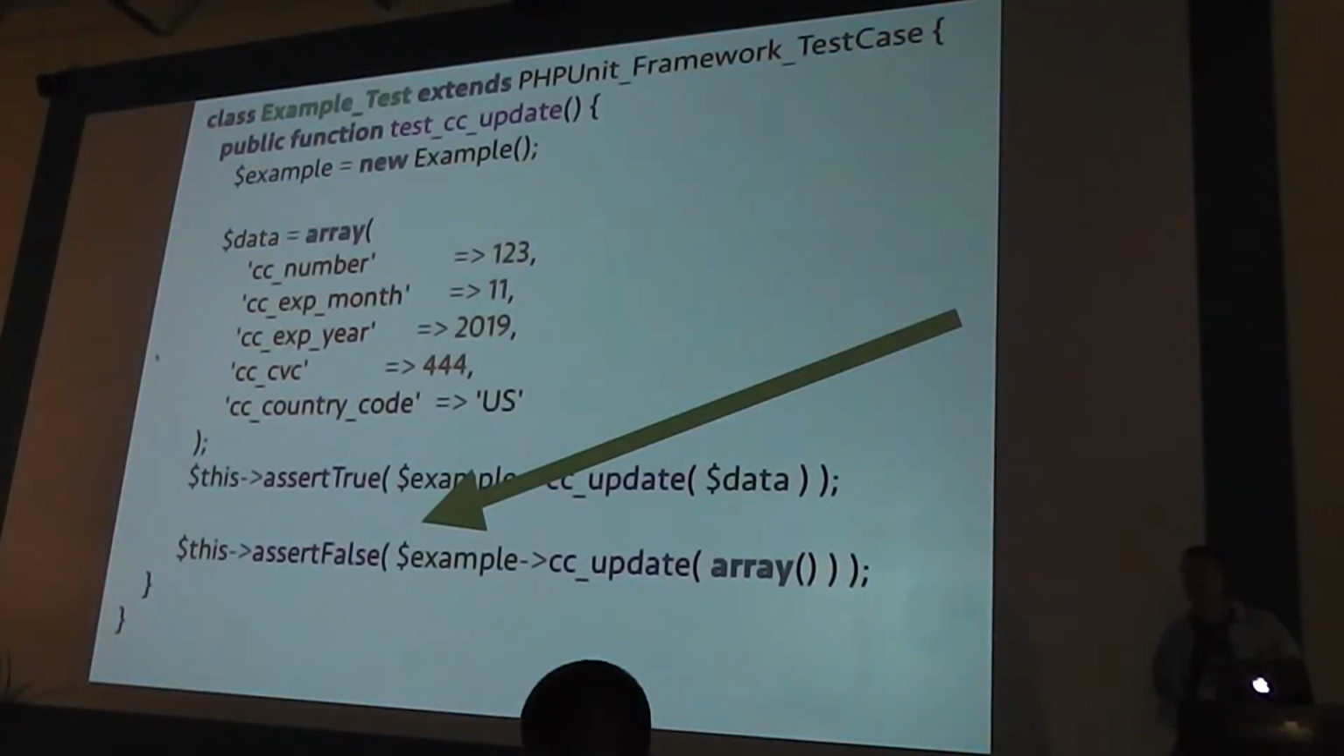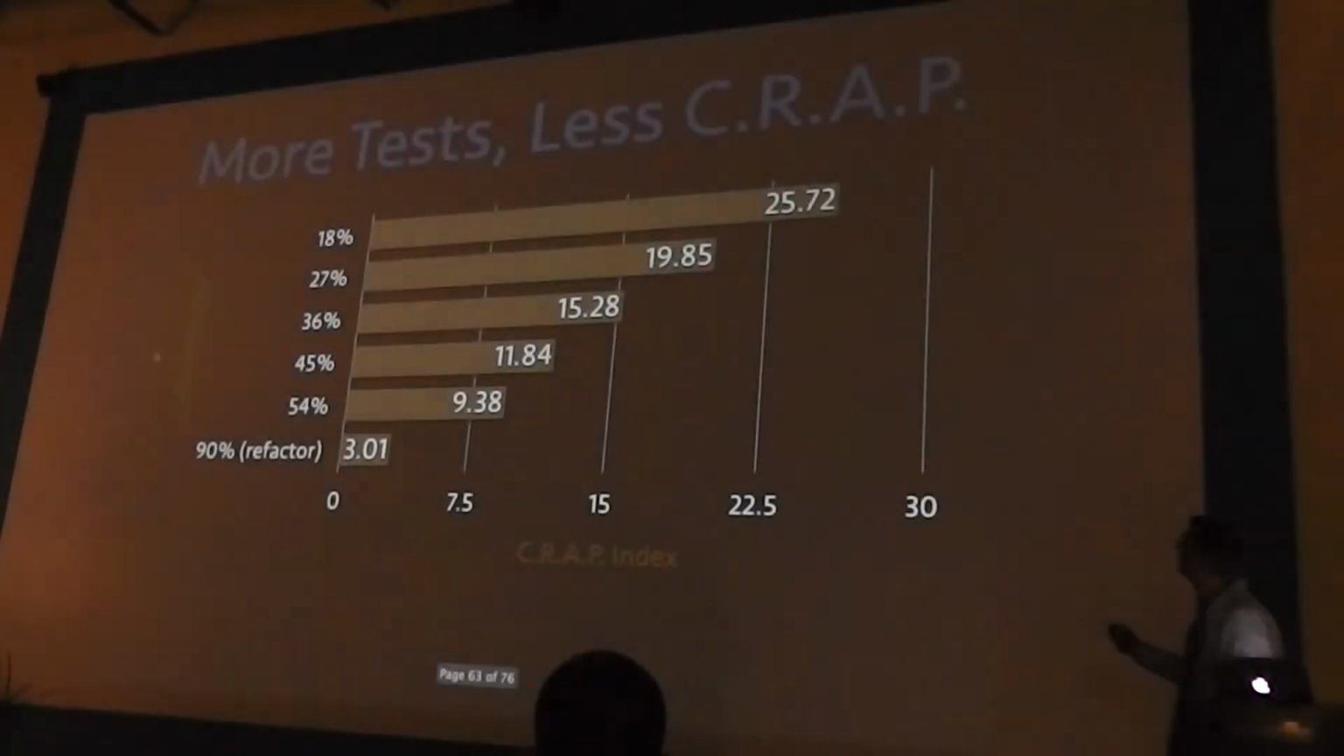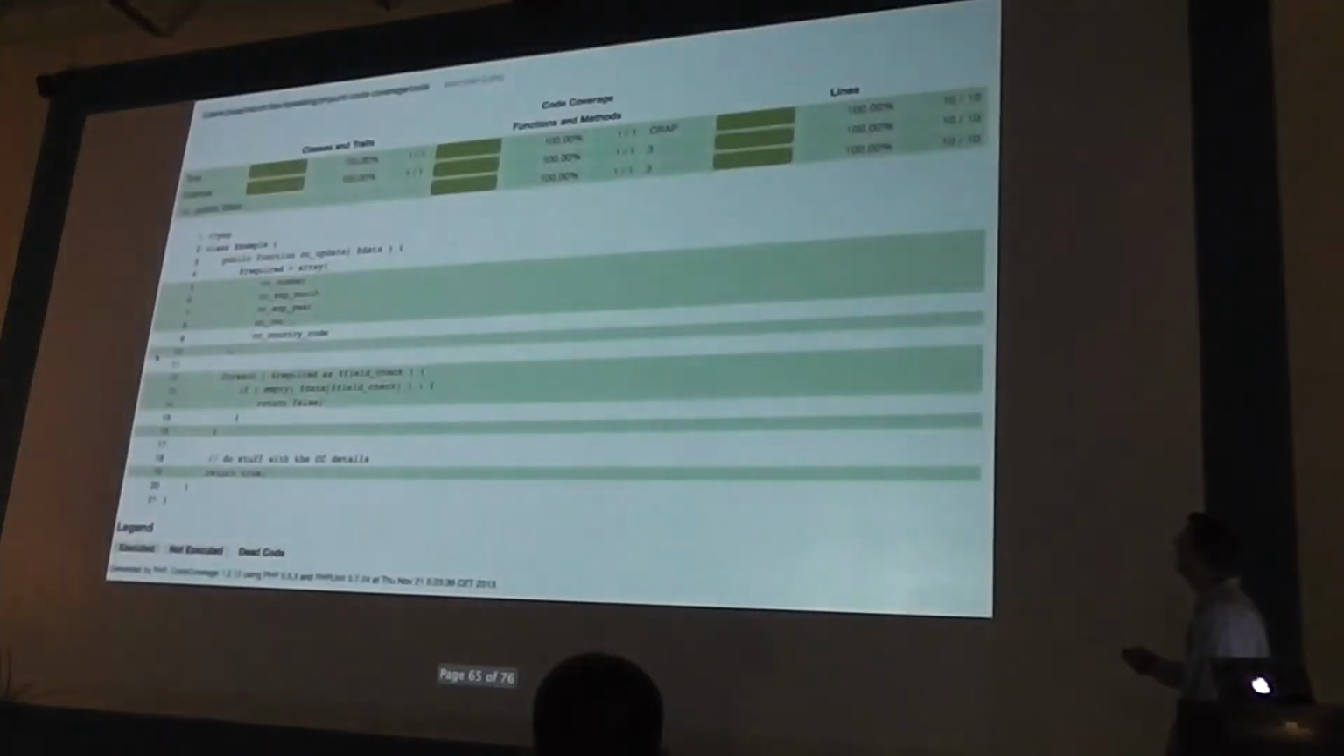We can do one more thing to our unit test to get 100%. We can check the empty array again and assert that we get false back. And we get 100%, and our crap score dropped. Was it 3.01? So it didn't drop a lot. I mean, 3 is.